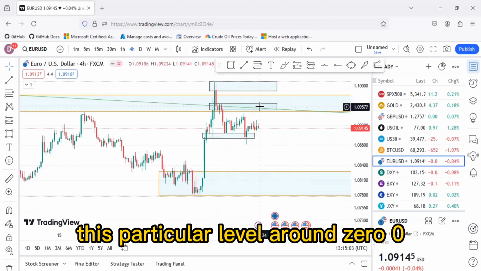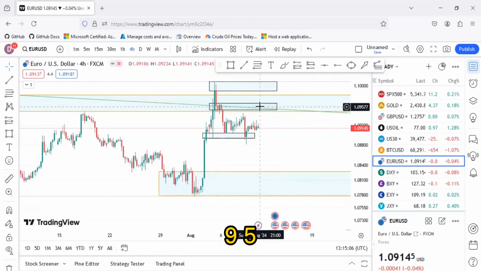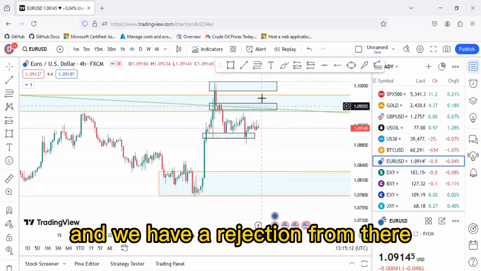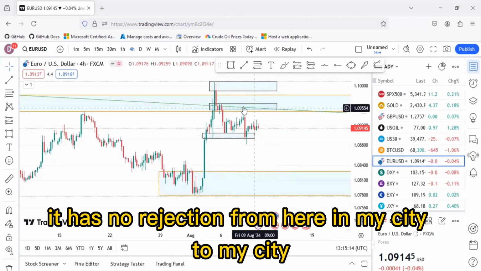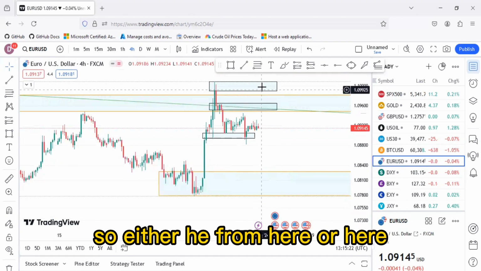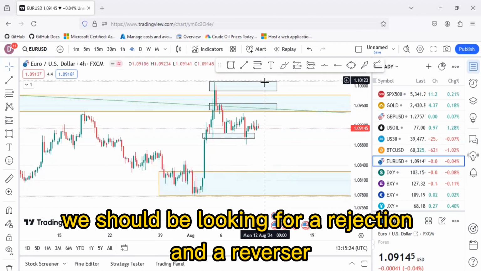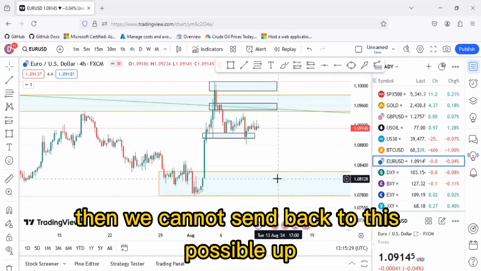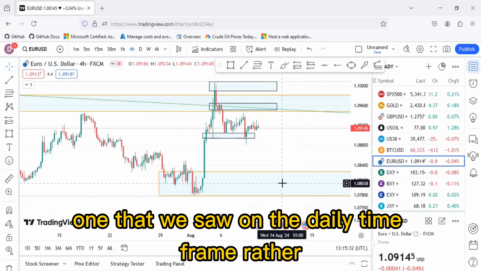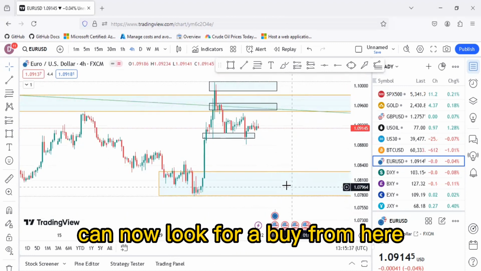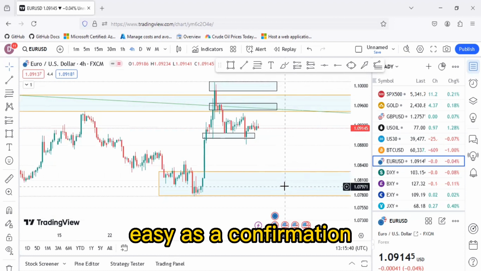I'm still expecting the price to pull back up to this particular level here, around 0.9577. If the price pulls back to this place and we have a rejection from there, then we can begin to sell. If there is no rejection from here, it might still need to test this particular level again. So either it hits from here or here. We should be looking for a rejection or a reversal from either of these. Then we can sell back to this particular point that we saw on the daily time frame earlier. So we can sell from here down to this place before we can now look for our buy from here if there is a confirmation.